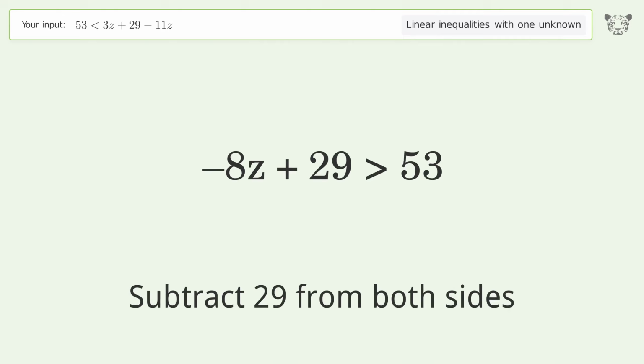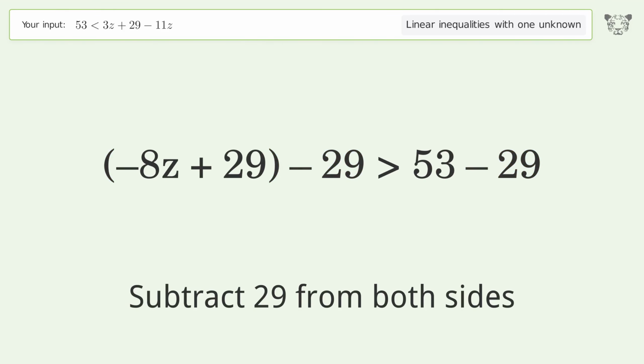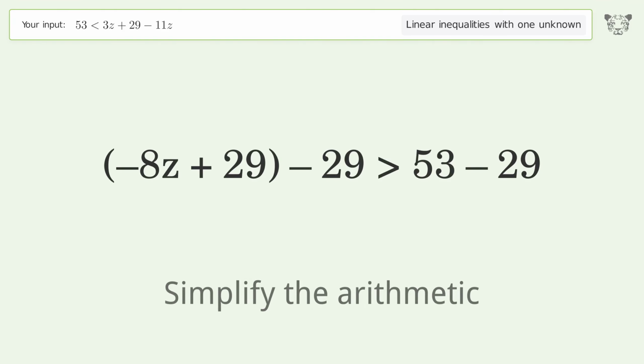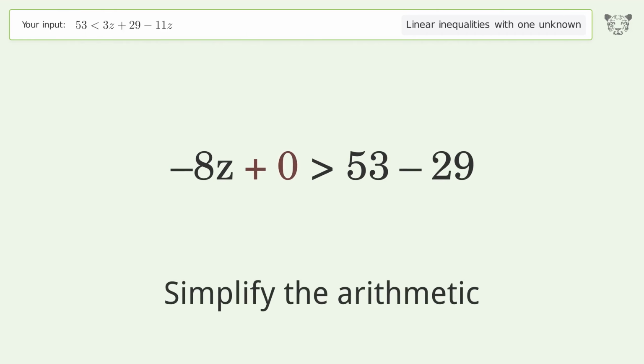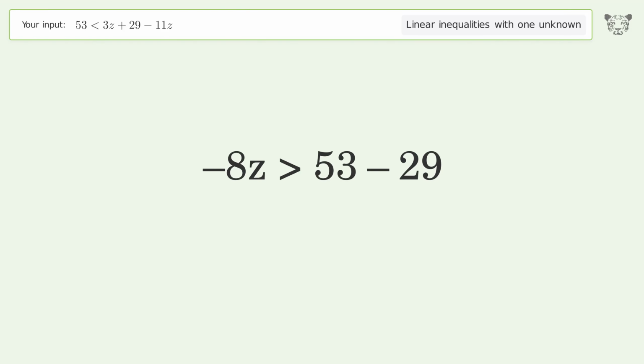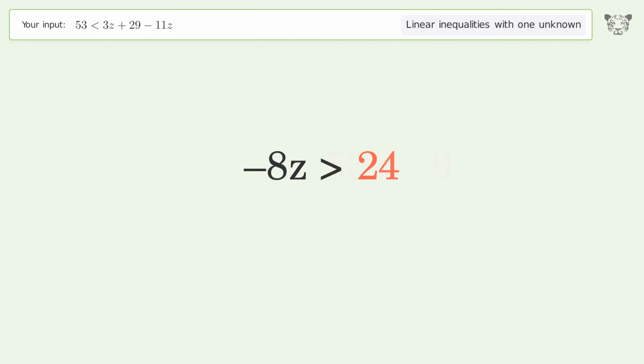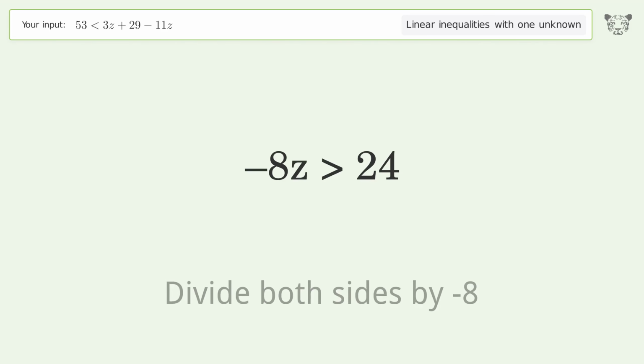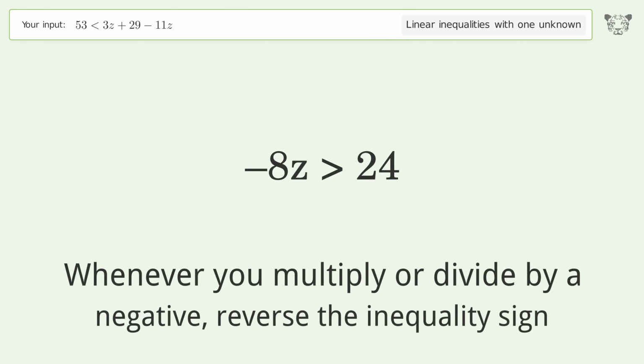Subtract 29 from both sides. Simplify the arithmetic. Isolate the z. Divide both sides by -8. Whenever you multiply or divide by a negative, reverse the inequality sign.